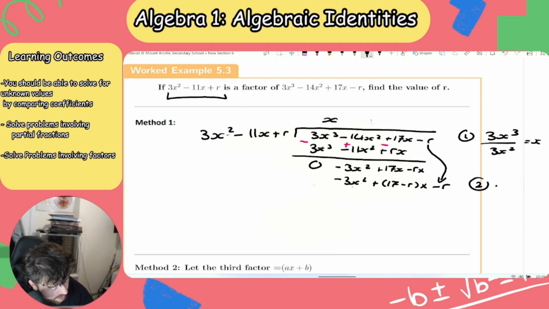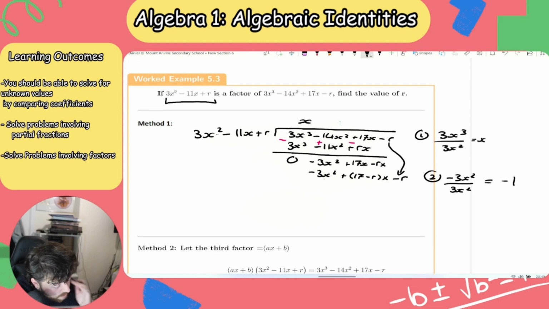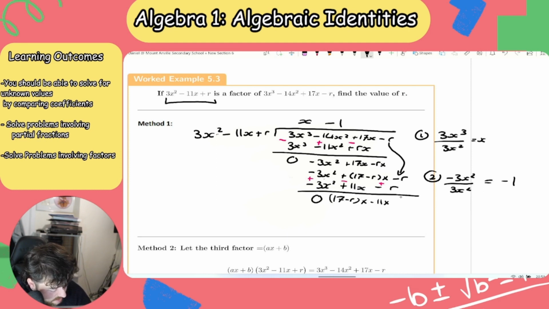Then first term, minus 3x squared divided by 3x squared, is going to be equal to minus 1. Put that on top. Minus 1 times 3x squared is minus 3x squared. Minus 1 times 11x is plus 11x. Minus 1 times k is minus k. So we're going to change the signs and add. Plus, minus, plus. So minus 3x squared plus 3x squared goes to 0. This 17 minus k, x minus 11x has to go to 0. That has to equal 0 because that will remain 0. And then minus k plus k goes to 0.